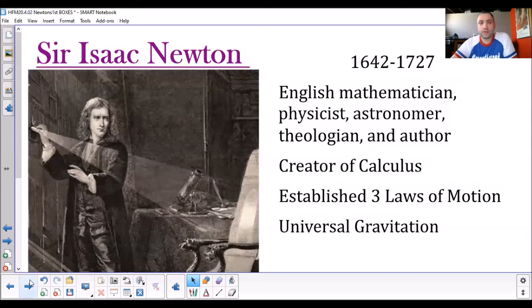So we're going to talk about Newton's three laws. Just to give you a little background on Newton, he was an English mathematician, physicist, astronomer, theologian, and author. Interesting fact, he created calculus during the plague at his time. They had a very similar stay-at-home order, and it was while he was at home by himself that he developed calculus. He also established the three laws of motion and the universal law of gravitation. We won't get into the universal law of gravitation in this class, but if you take any other physics class after, you'll get into that.